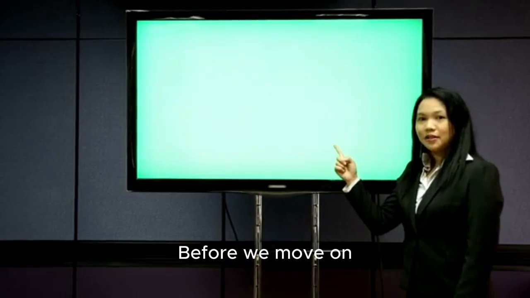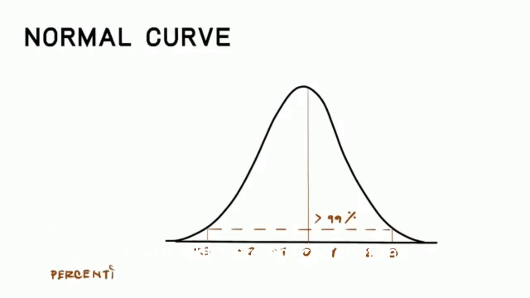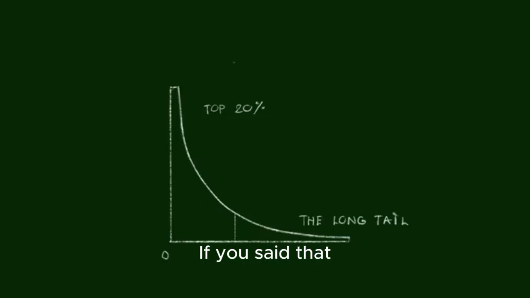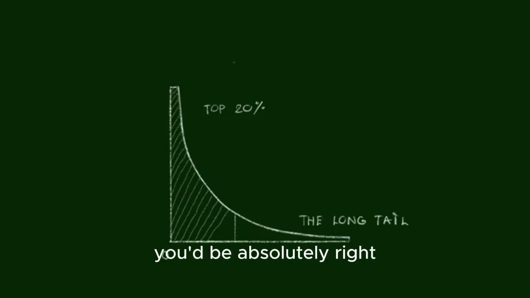Before we move on, let me ask you a question. You might have noticed that the demand curve slopes downwards. Why do you think this is the case? Pause the video and write down your answer in the comments. If you said that the law of demand causes this downward slope, you'd be absolutely right.